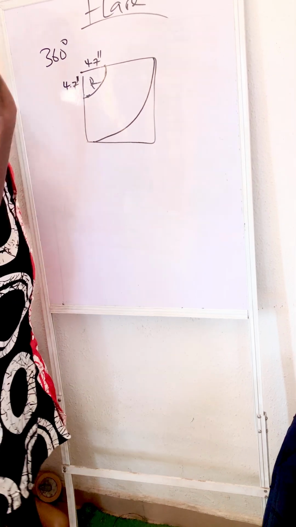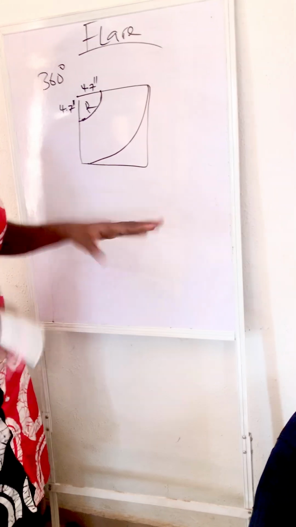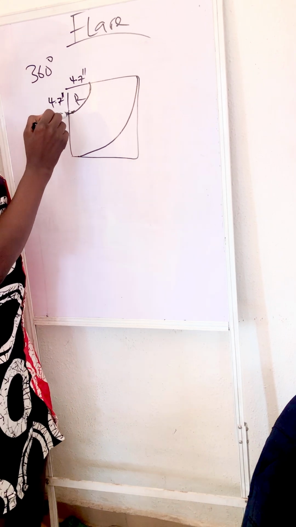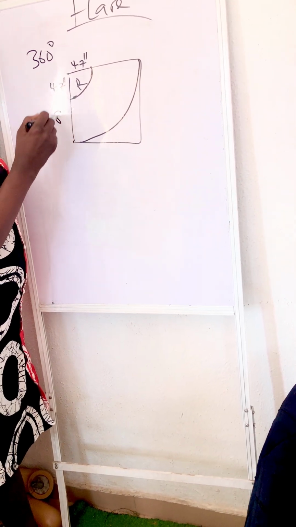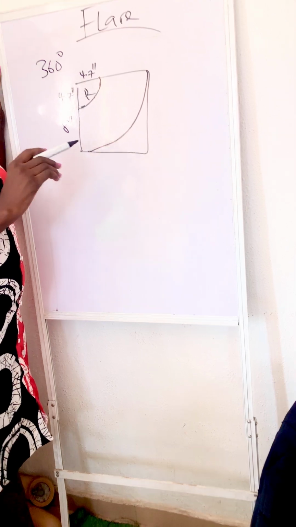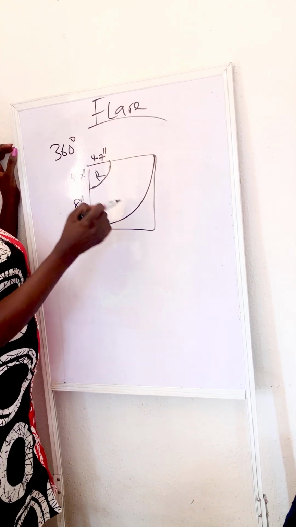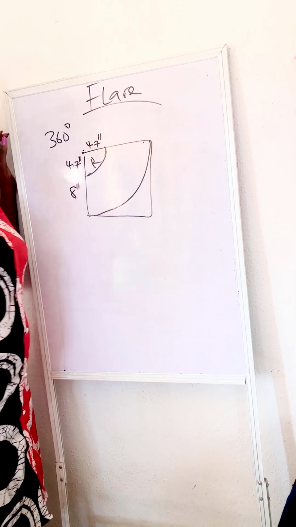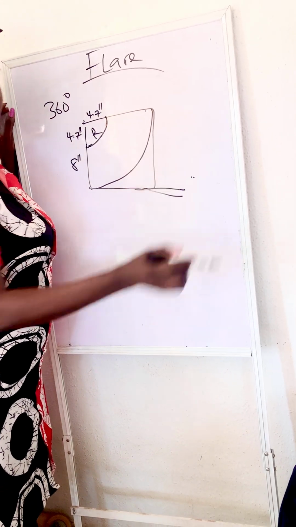Then whatever length you want your flare, your peplum, or whatever to be, you now measure from the edge. Let's say you want it to be 8 inches. You now measure from edge to edge, maybe it's 8 inches. Let's assume. Then whatever you get from edge to edge, you mark the same all the way around. Do you get? It's as simple as that to get the 360-degree flare.